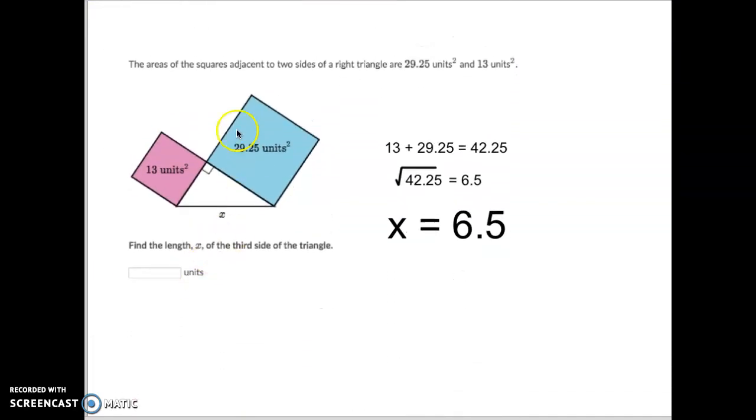The next one, it says that the area of this small side is 13, the area of this small side is 13. We need to find the length of this side. Well, we know that a squared plus b squared equals c squared. So 13 plus 29.25 is 42.25. That's what x squared or c squared equals. So you take the square root of that, and you get 6.5. So the length of this side would be 6.5 units. Hopefully that one makes good sense to you.